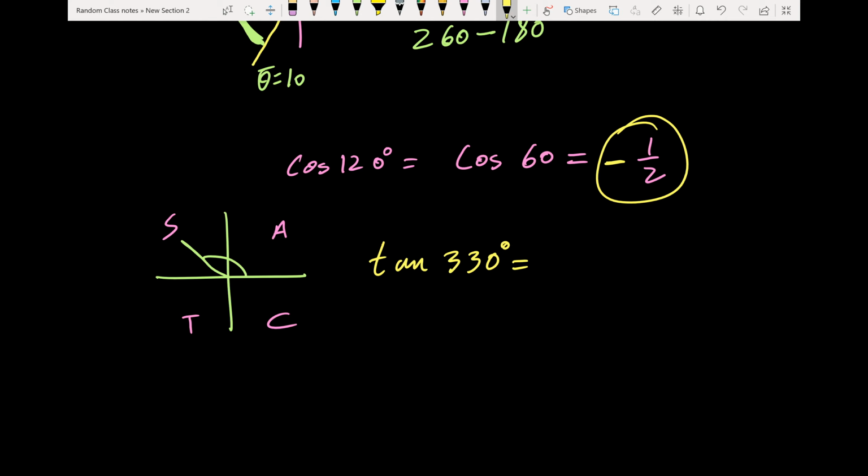Don't rush yourself. That's the hardest problem. You gotta ask yourself first, what's the reference angle? Then ASTC, and then you gotta use the table.